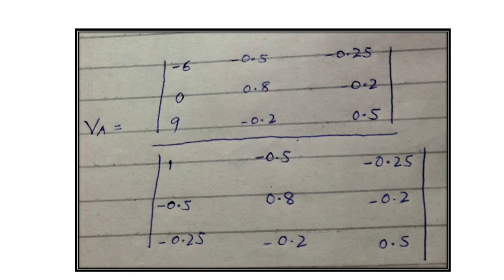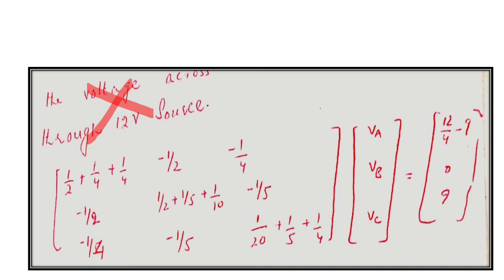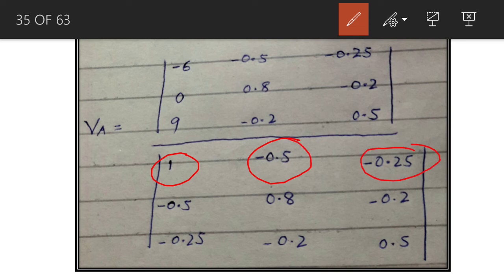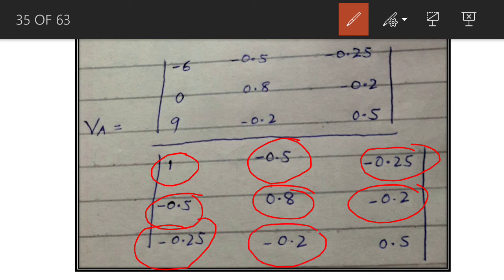So anyhow, we simplify the values as well. Let me consider the G matrix for you. Here are the elements of the G matrix. G11 is 1 mho, G12 is minus 0.5, G13 is minus 0.25, G21 is minus 0.5, G22 is 0.8, G23 is minus 0.2, G31 is minus 0.25, G32 is minus 0.2, and G33 is 0.5.